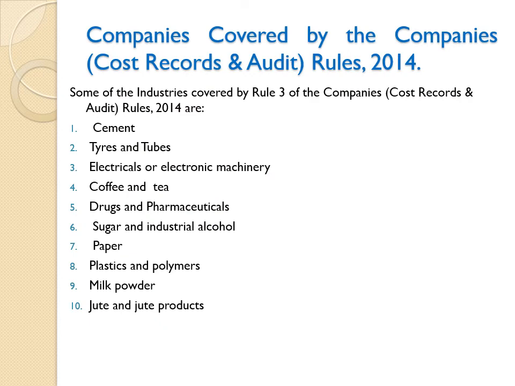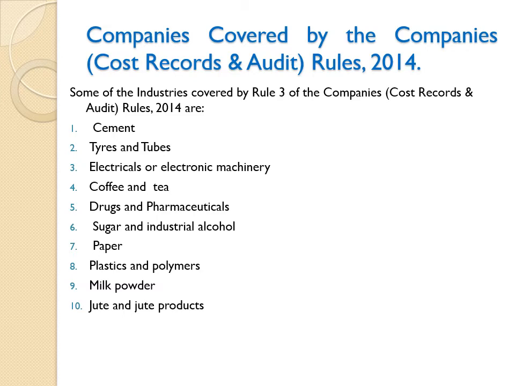So here we have seen the difference between cost audit and statutory audit. Now we are concerned with companies governed by the Companies Cost Records and Audit Rules 2014. Some of the industries covered by Rule 3 of the Companies Cost Records and Audit Rules 2014 are those certain industries which have importance in relation to national prestige.